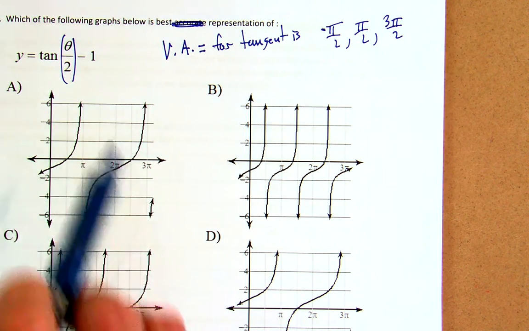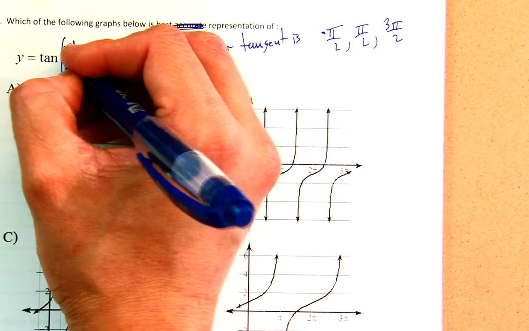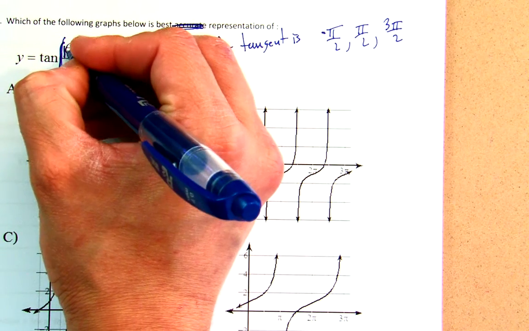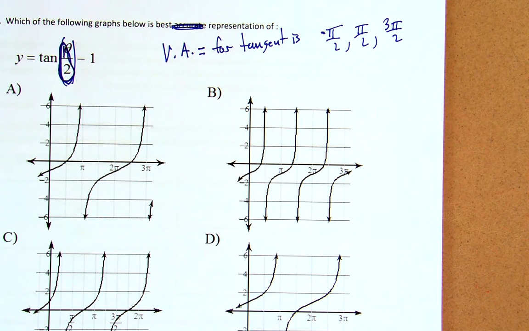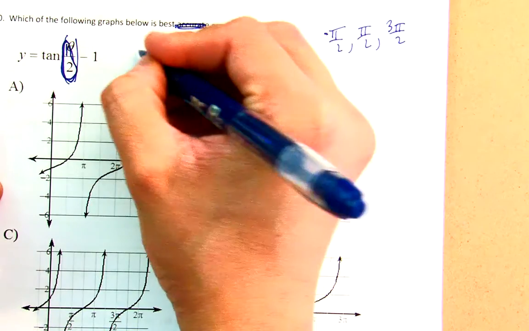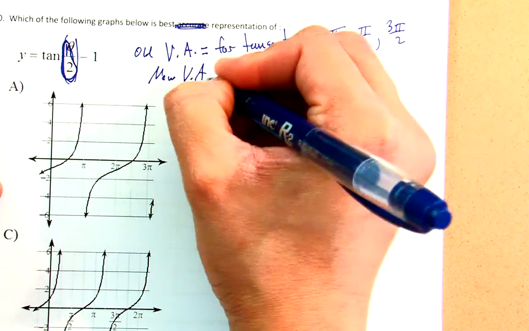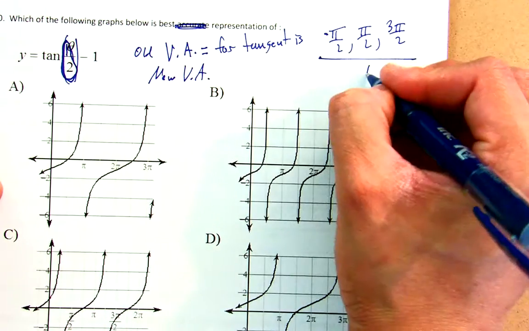Question. Is this regular tangent? No. How has it changed? You have a fraction, right? So you do the same thing. You know how you found the period? You did 2 pi over b, right? You do the same thing. Each of the vertical asymptotes here, you divide them by b. So the new VA, this is the old VA. The new VA is you're going to take all of the old ones and divide them by b.